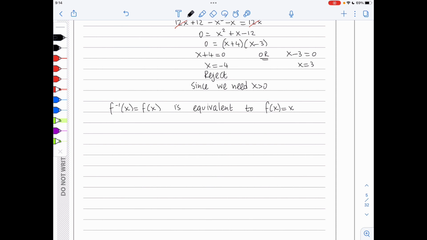You've got 12 over x plus 1, that's f of x being equal to x. I will cross multiply to get 12 is x squared plus x. It leads to the same quadratic, which we still need to solve via factorization and reject one of the solutions.